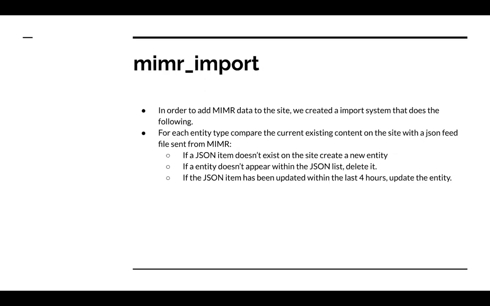It's based off a queue processor that, for each entity type, compares existing content within the site to the JSON feed provided through that file. Basically it'll do the following. If a JSON item doesn't exist within the site, it creates a new entity of that type. If an entity doesn't appear within this JSON list but exists on the Drupal site, we delete it. And if the JSON item has been updated within the last 4 hours, we update that entity.